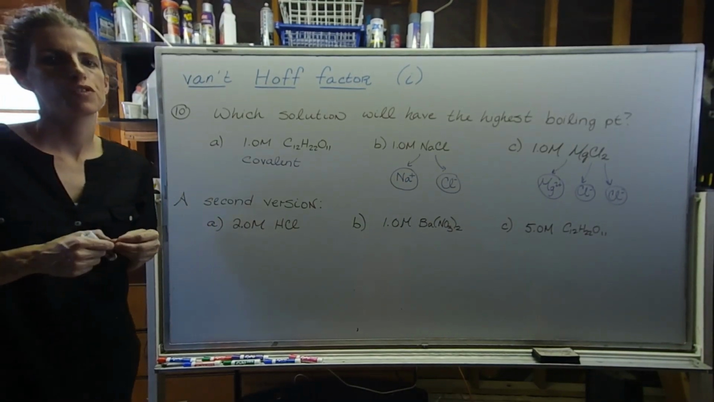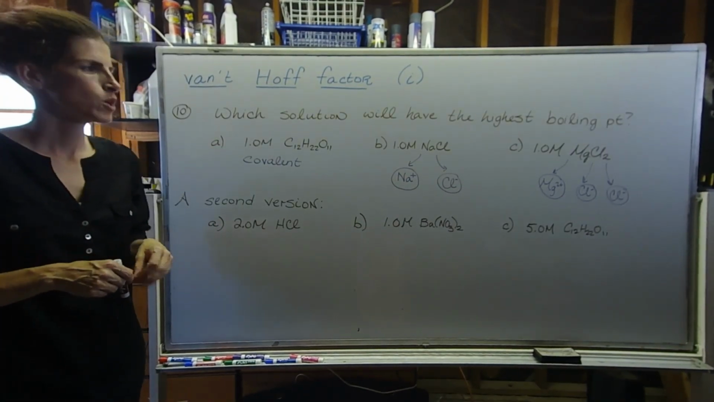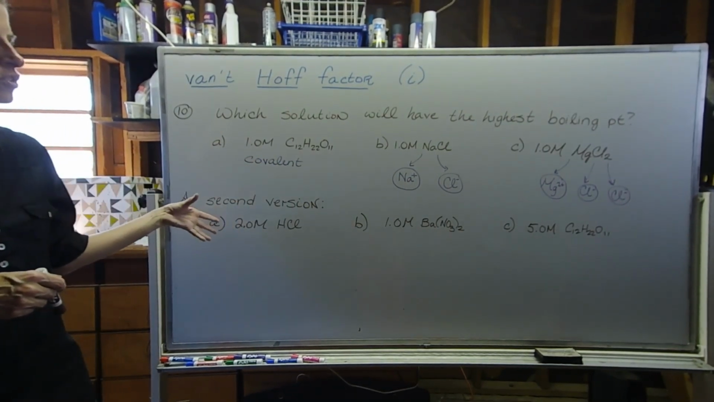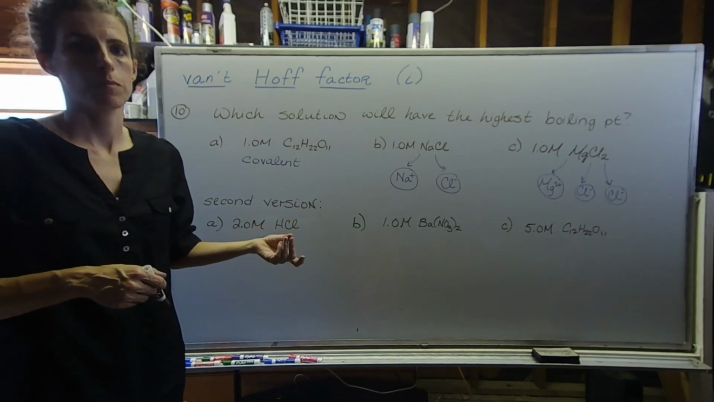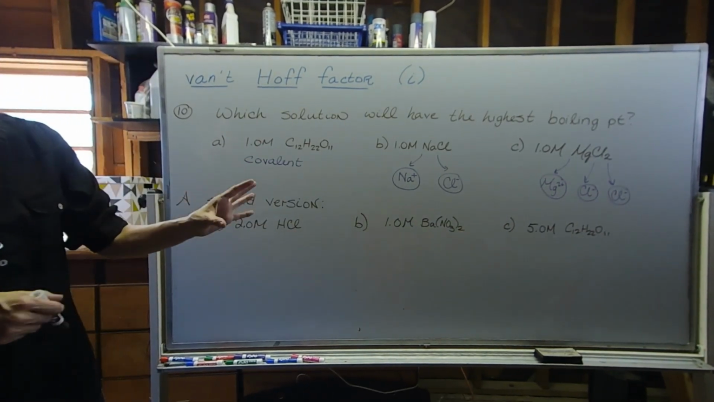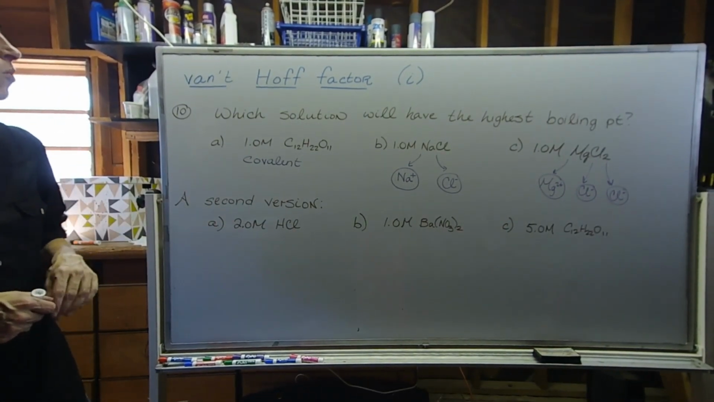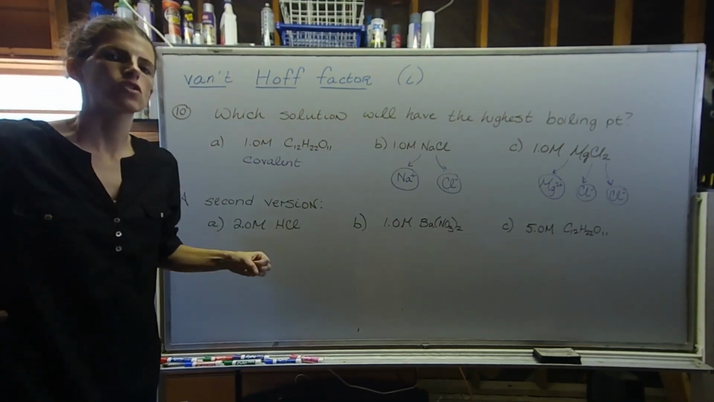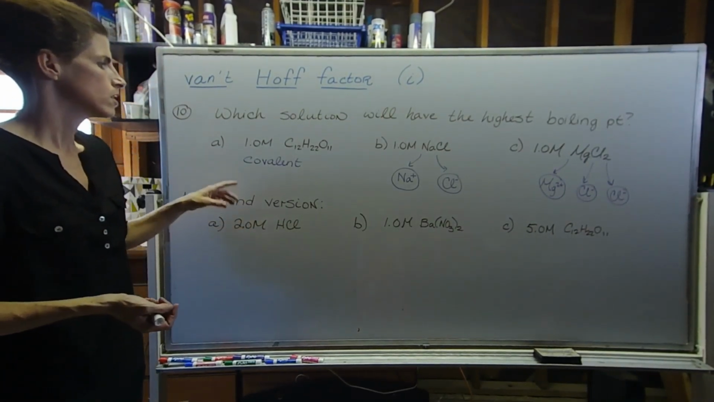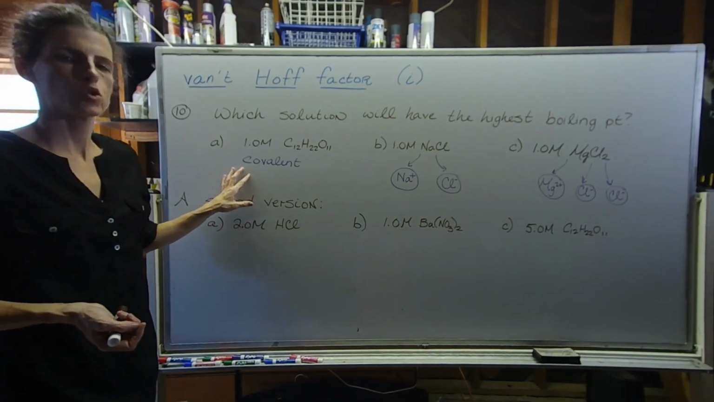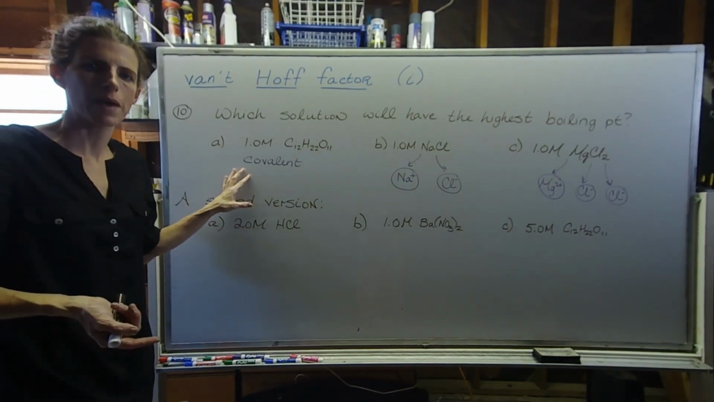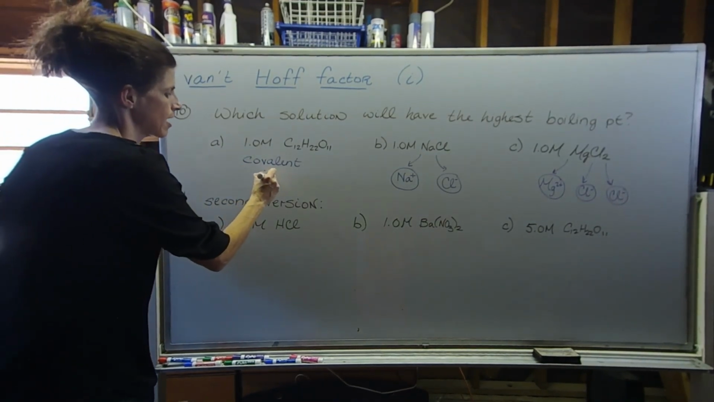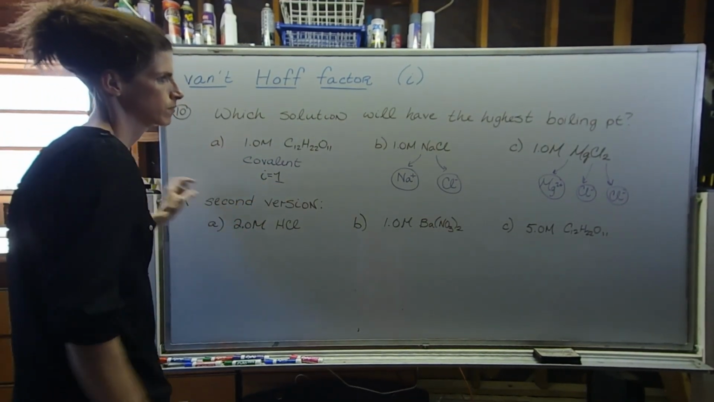Problem 10 is this really cool conceptual problem. We're going to treat it like a multiple choice problem. So they're asking us which one of the following solutions will have the highest boiling point. They all have the same concentration. So what we need to focus on is how do these different compounds dissociate in water. So the first one, C12H22O11, well, those are all nonmetals. So I'm going to label that as covalent, and then I can say my i value here is 1.